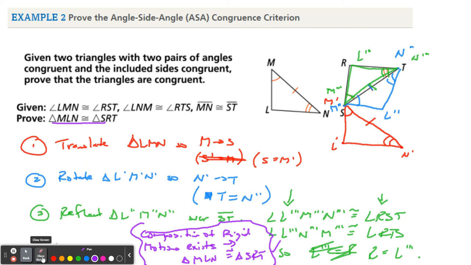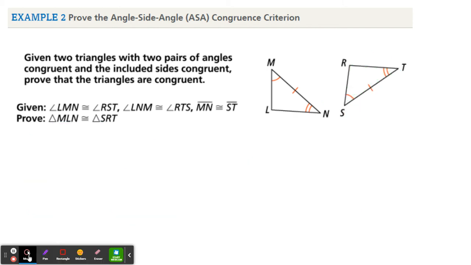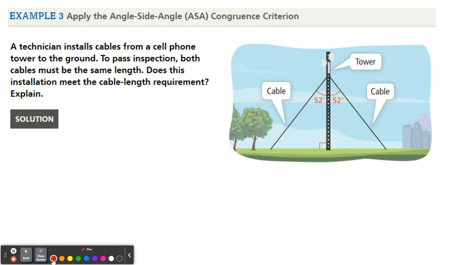All right, so let's do one problem here, and then that'll be done with angle side angle. All right, so this question says a technician installs cables from a cell phone tower to the ground. To pass inspection, both cables must be the same length. Does this installation meet the cable length requirement? Explain. So the real question is, if I label this picture, call this A, B, C, and then call this D. The question is, is segment AB, this cable, congruent to segment CB, that cable? That's the question, right? Well, if we can prove these 2 triangles are congruent, then yes, the cables will be congruent.